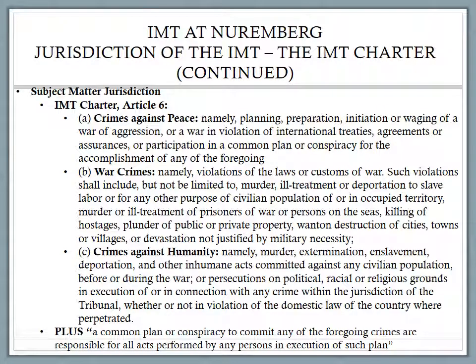Subject matter jurisdiction, again, looks at what types of crimes the court is competent to issue judgment over. Article 6 of the IMT Charter said that the court was competent to issue judgments on crimes against peace, war crimes, crimes against humanity, and common plan or conspiracy. Article 6 described crimes against peace as planning, preparation, initiation, or waging of a war of aggression, or a war in violation of international treaties, agreements, or assurances, or participation in a common plan or conspiracy for the accomplishment of any of the foregoing.